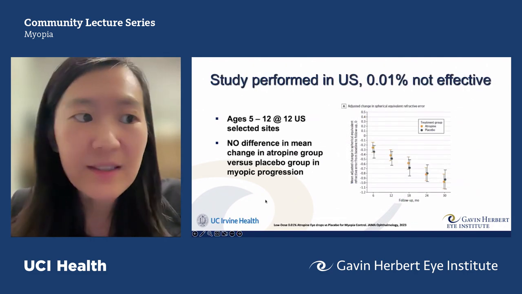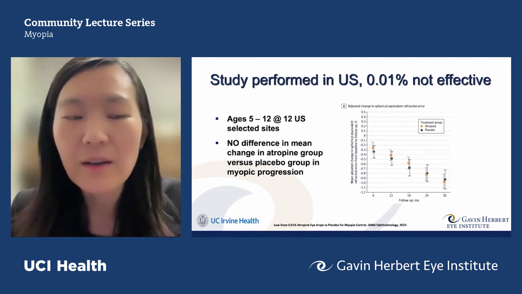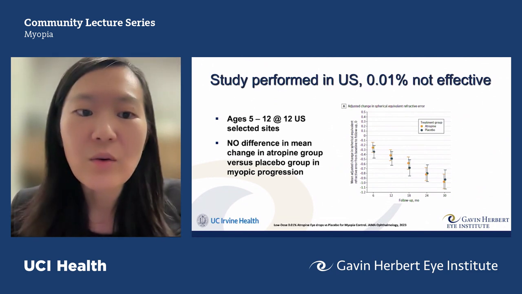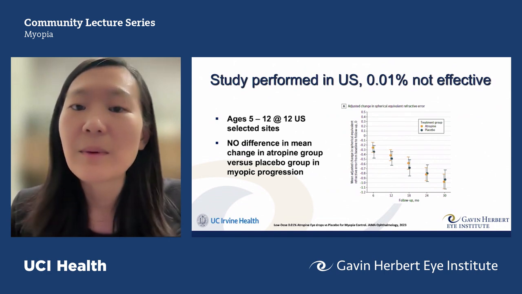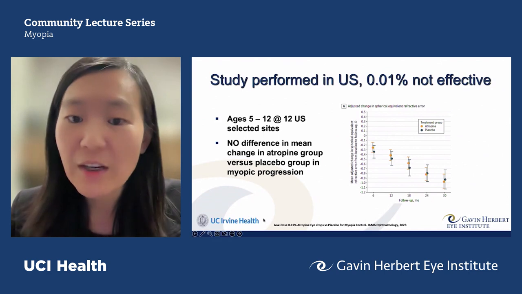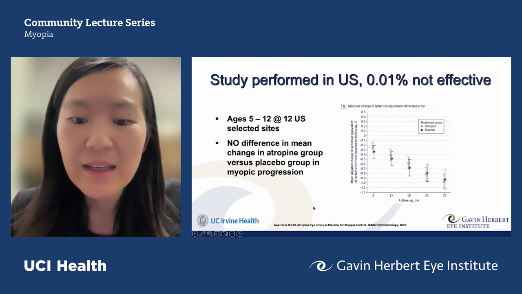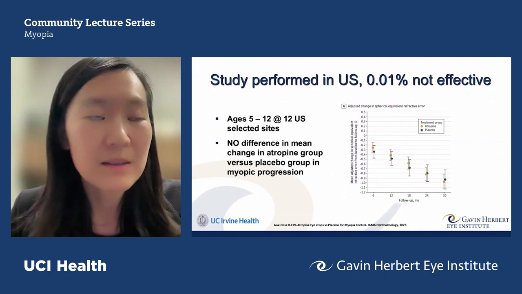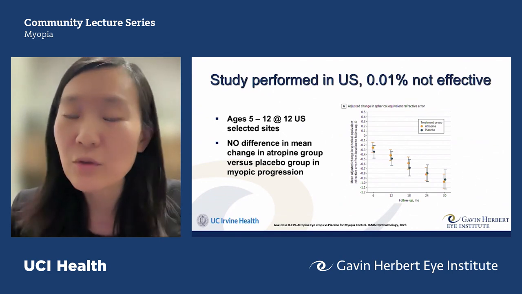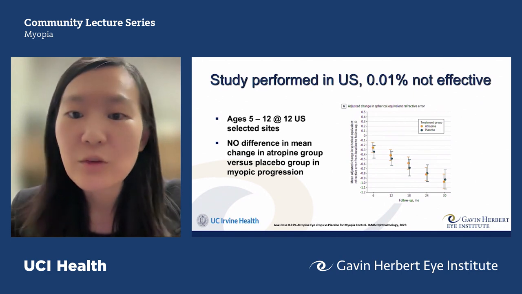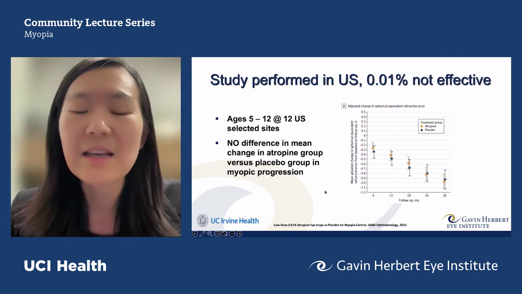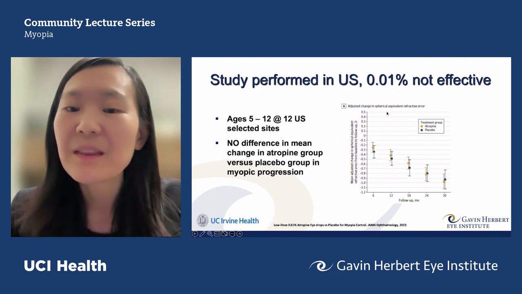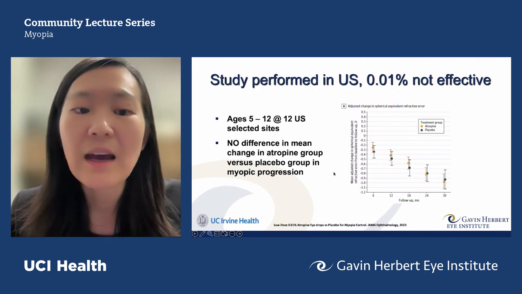The two prior studies were done in Singapore and in Hong Kong, where myopia is almost a pandemic for the children there. So how do I apply this to my patients here in the US? Well, in the US, we actually did a study to look at that as well. This study was done purely in the US with children of Caucasian, African-American, Hispanic, as well as Asian background, a mixed group, which is like our population here, using 0.01%, the lowest dose, to see if there's any effect of low-dose atropine for kids in the US. And surprisingly, the 0.01% is not very effective in our population of patients.